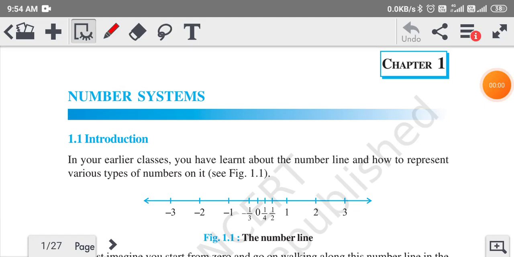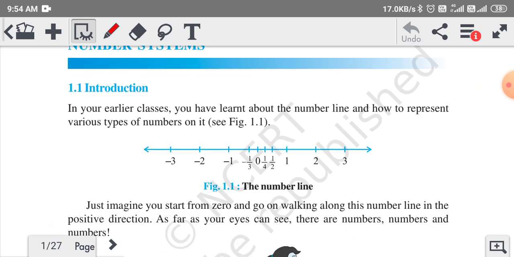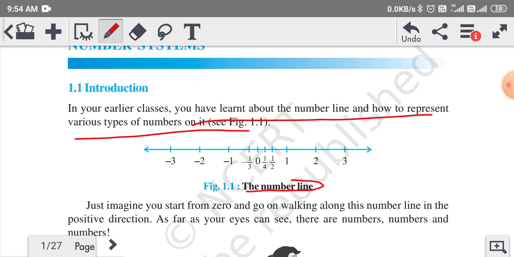On number system, 1.1 Introduction. So first, in your earlier classes you have learnt about the number lines and how to represent various types of numbers on it. For example, the number line has zero, here negative numbers, and here positive numbers. So all this together is called the number line.